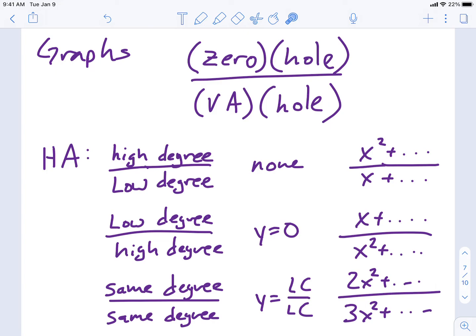So there's 3 options there. It's either on top, on bottom, or both. It can't be both a 0 and a hole, both a vertical asymptote and a hole at the same time. That's not how these work.